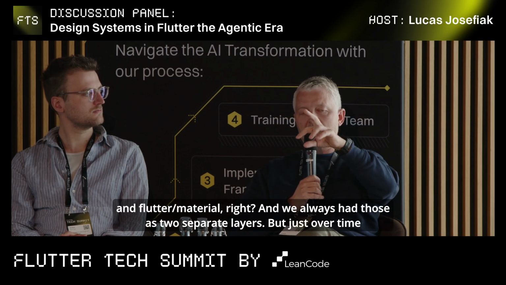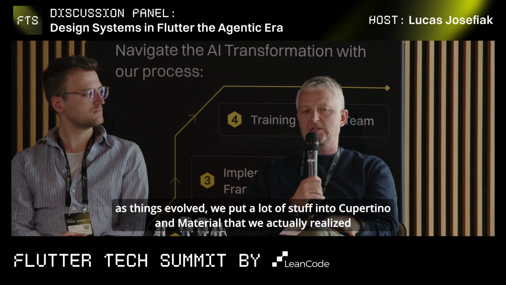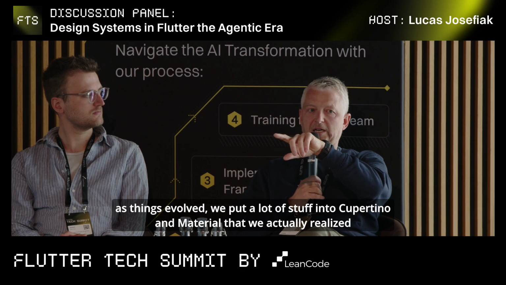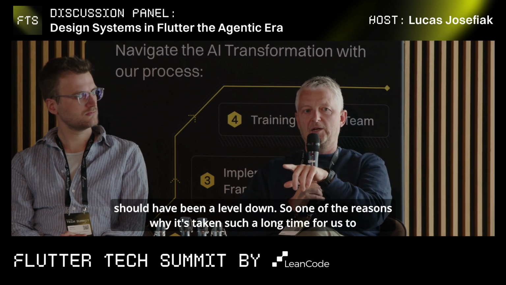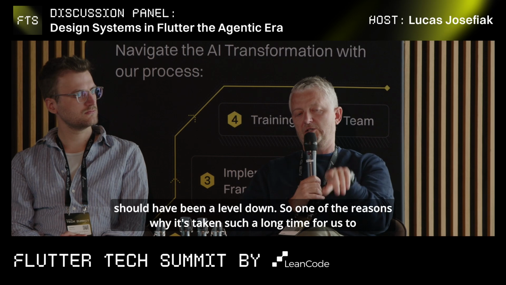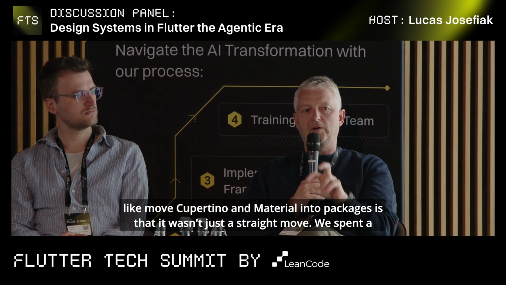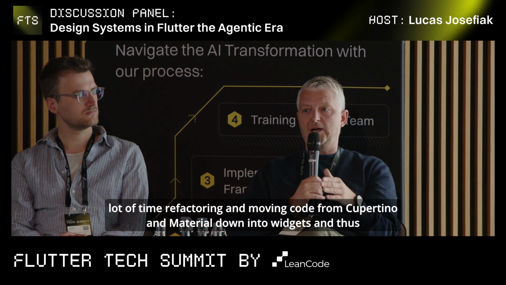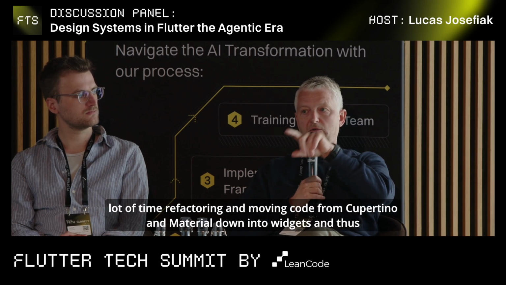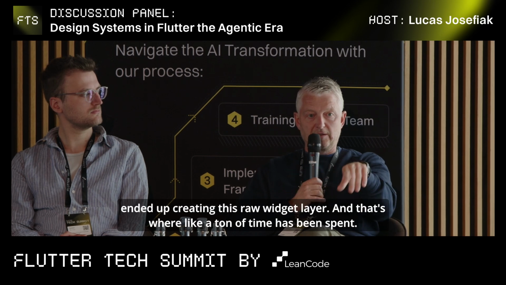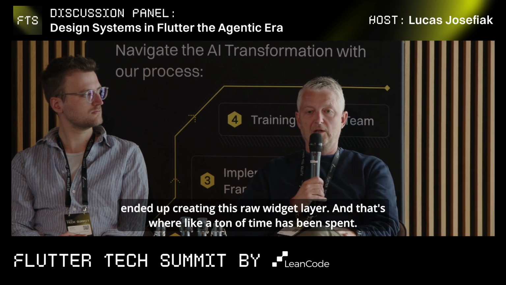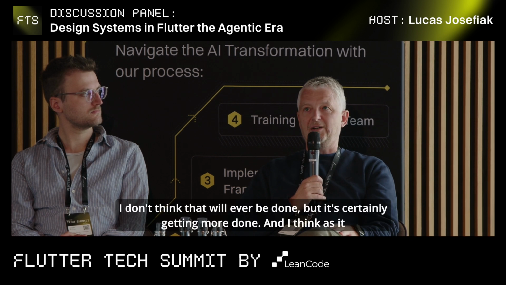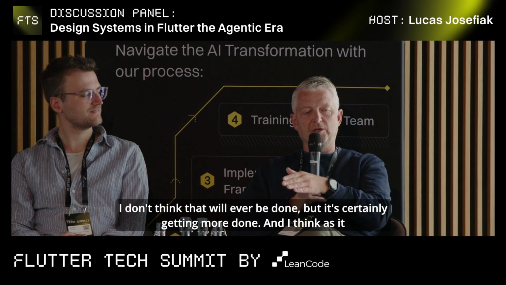And we always had those as two separate layers, but over time, as things evolved, we put a lot of stuff into Cupertino and Material that we realized should have been a level down. So one of the reasons it's taken such a long time to move Cupertino and Material into packages is that it wasn't just a straight move. We spent a lot of time refactoring and moving code from Cupertino and Material down into widgets, and thus ended up creating this raw widget layer. That's where a ton of time has been spent. I don't think that will ever be done, but it's certainly getting more done.